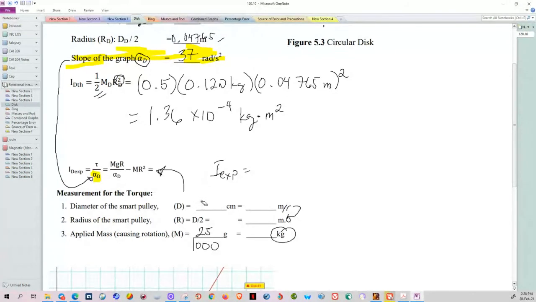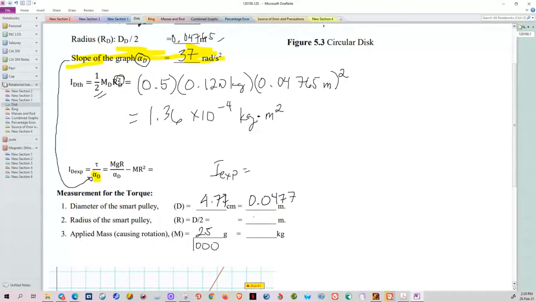Okay, let me substitute, but I will get the numbers from you because I want to know that you are participating. Yalla, what's the diameter of the pulley? 4.77. Thank you, Muhammad. 4.77 divided by 100 will be equal to 0.0477. What will be the equivalent radius?